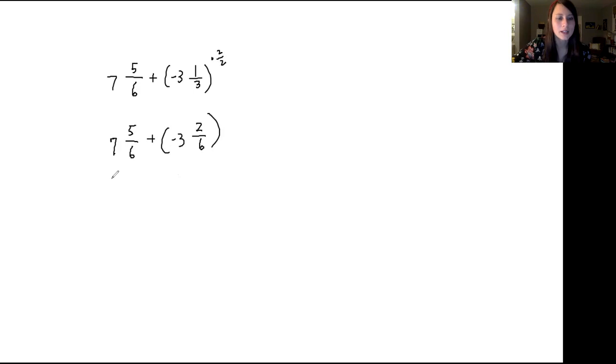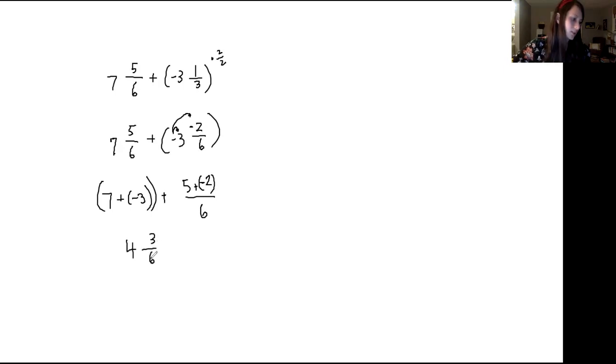Now I can add my whole number 7 plus negative 3 plus 5 plus, oh, this is a negative here because this negative belongs to everything, my whole number and my numerator. So I've got 4 and 3/6. And when I reduce, it becomes 1/2. The answer is 4 1/2.